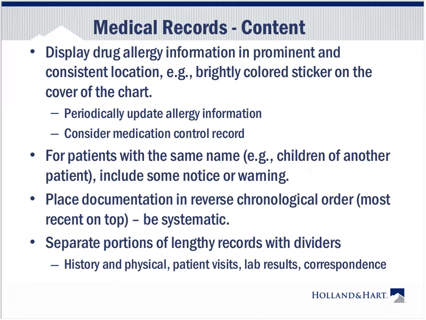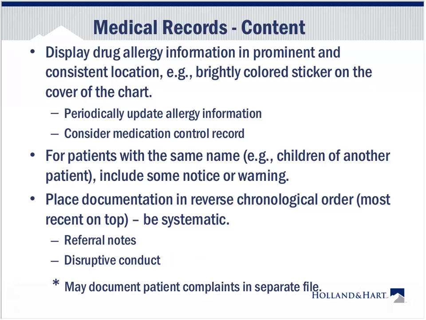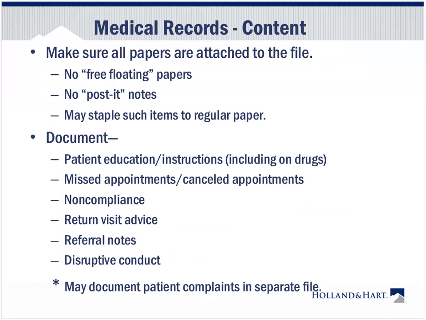Place documents in reverse chronological order with the most recent on top. Make sure it's a very systematic way that you do this. And think about having tabs and dividers and sections of medical records that are cumbersome or large. There are also some more cautionary things. Make sure that all papers are attached to the file. You don't want free-floating papers in there. This is probably more relevant when we were doing more paper records as opposed to electronic, but we still do create paper records, so it's still important. No Post-it notes or stickies. And if you have a Post-it note or sticky in there, staple it to a piece of paper.